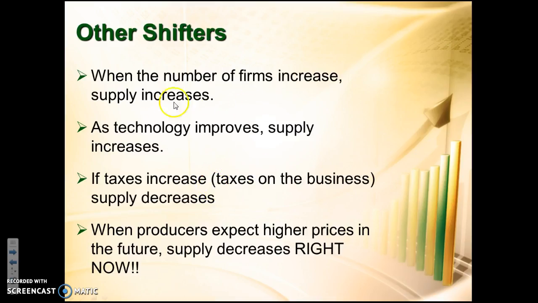All right, and then the other shifters right here. If the number of firms goes up, we're going to have more stuff. You could think even of cell phones. If 5 more cell phone companies open up tomorrow, then we're going to have more cell phones in the world. The supply is going to increase. Same thing with technology. If technology goes up, then so is our supply. And then taxes, if they go up on the businesses, not on us as consumers, but on the businesses.